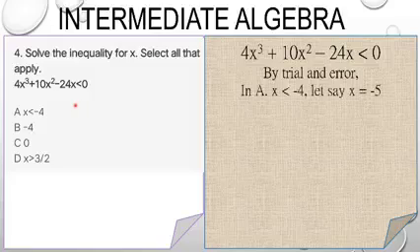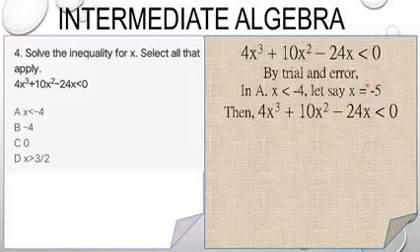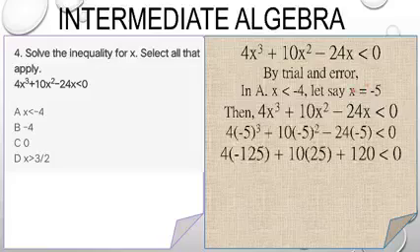Sabi dito sa letter A, x is less than negative 4. So, pwede natin sabihin na yung value ng x is negative 5 since negative 5 is less than negative 4. So, lahat ng x na nasa term natin here or nasa inequality natin, gagawin natin siyang negative 5. Okay? So, copy lang na yung inequality. Lahat ng x magiging negative 5. Simplify.